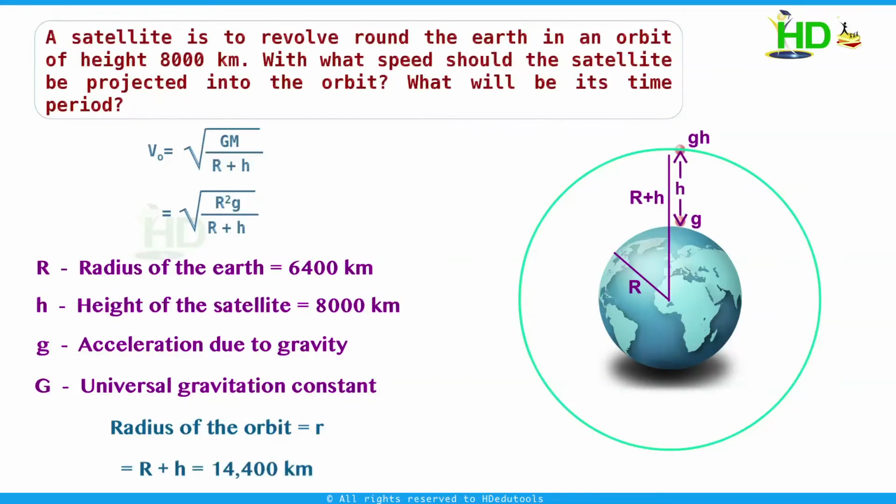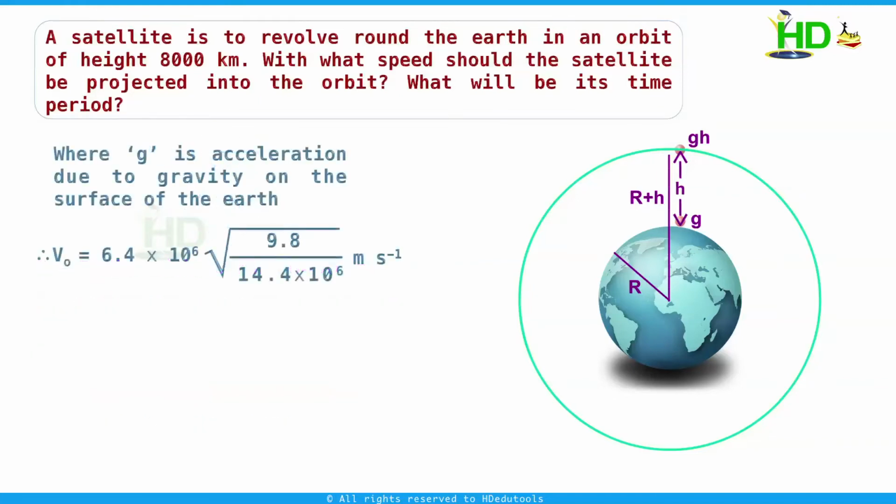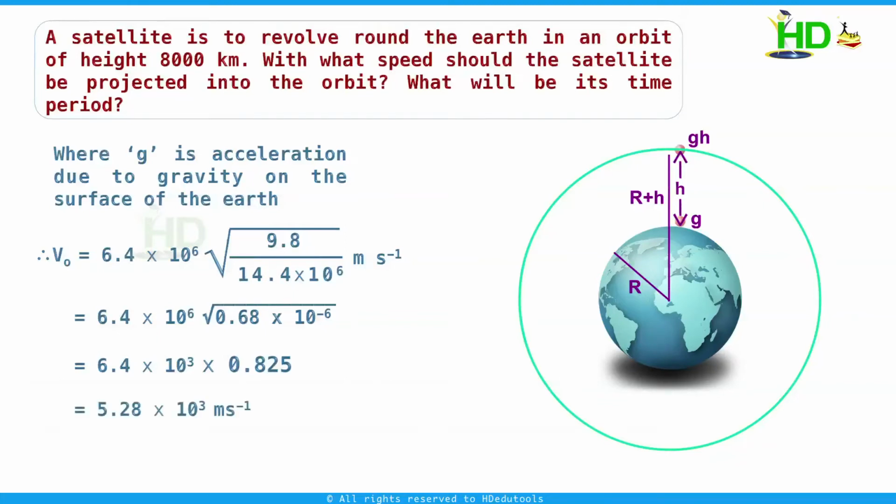This is 14,400 km. On substituting the values, we get the orbital velocity v0 equal to square root of (6.4 into 10 power 6) whole square into 9.8 by 14.4 into 10 power 6. On simplification, this is equal to 6.4 into 10 power 6 into root of 0.68 into 10 power minus 6. This is equal to 6.4 into 10 power 3 into 0.825. Now this is equal to 5.28 into 10 power 3 meters per second or 5.28 kilometers per second.